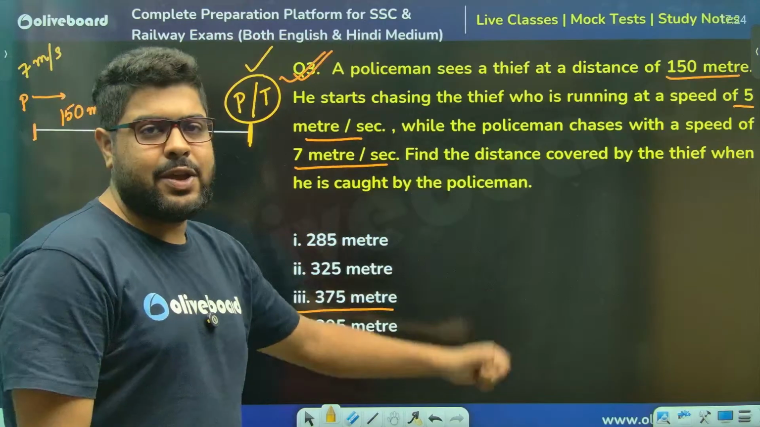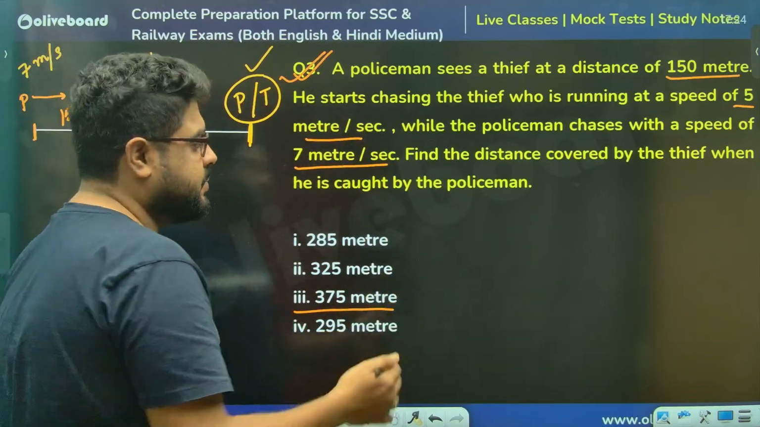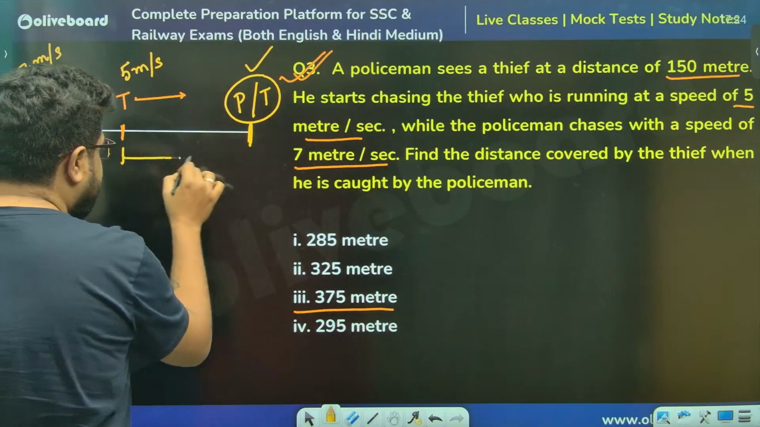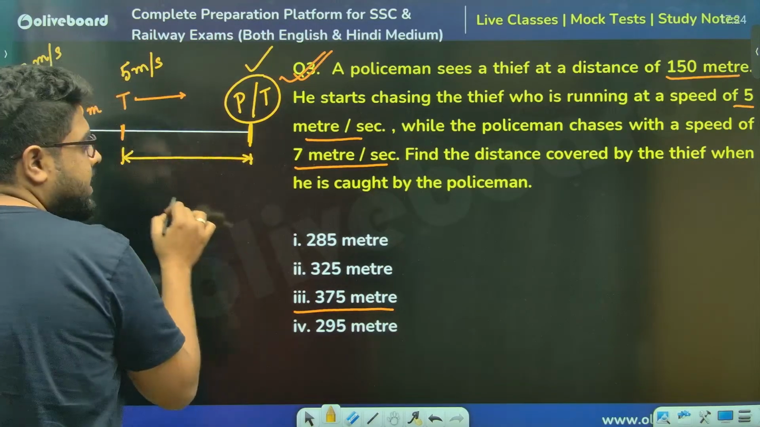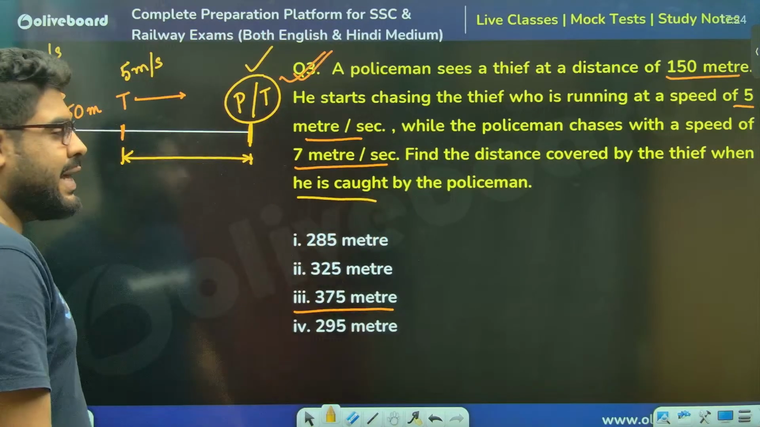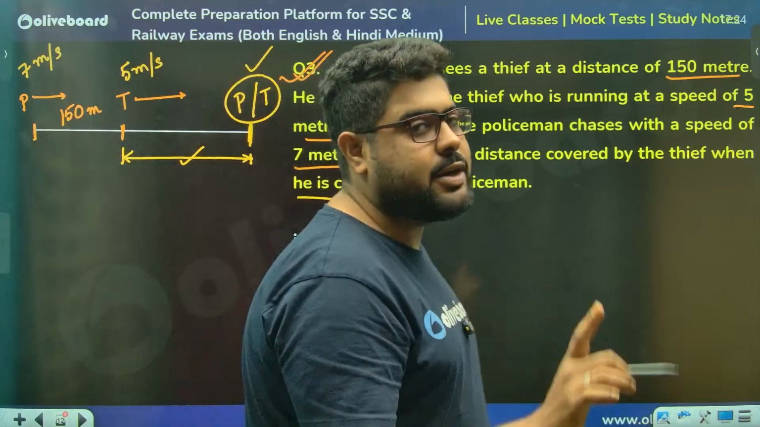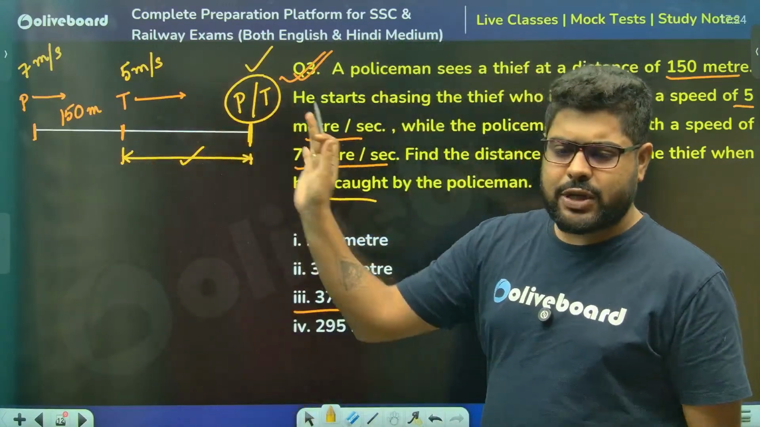Now they are asking what, not the time. Generally, if they ask time, that's the easiest. But they are asking how much has the thief run? The distance covered by the thief when he is caught. ये वाला distance they are asking. Understand? Time, speed, distance, if you learn properly using diagrams, it becomes easy.